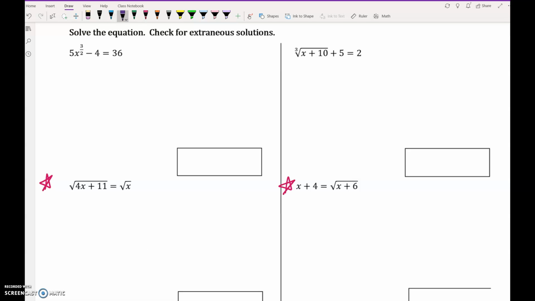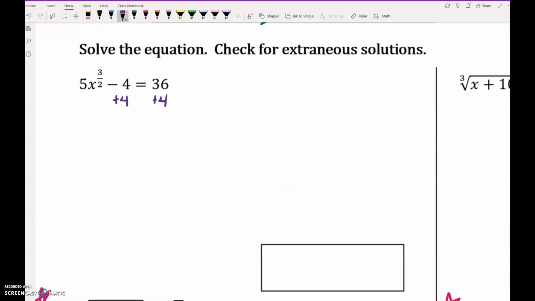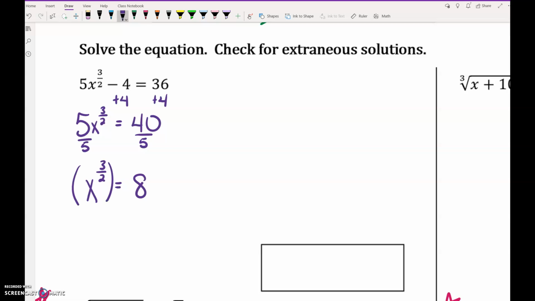Okay, this first equation that we need to solve. Your first step will be to get x by itself. So add 4 on both sides. That gives us 5x to the 3/2 equals 40. You have to get x by itself, so divide both sides by 5. How do we undo an exponent of 3/2? Raise both sides to the 2/3.